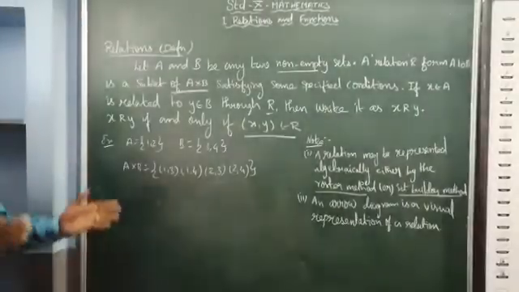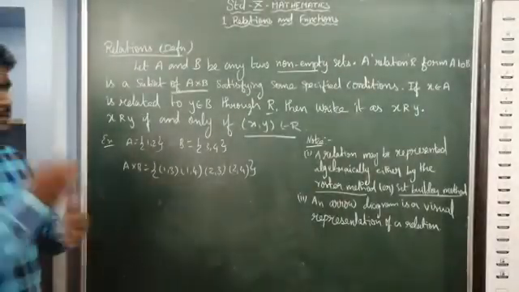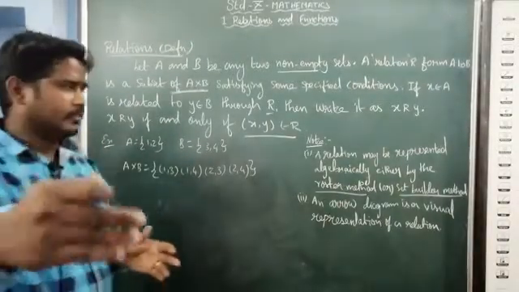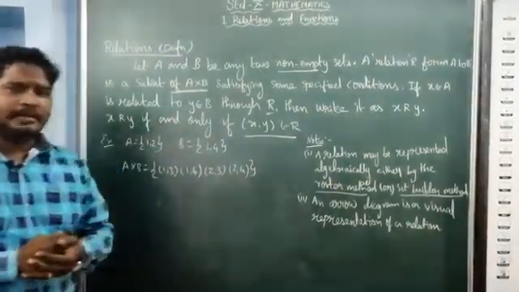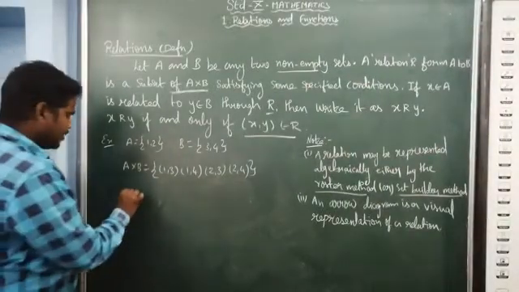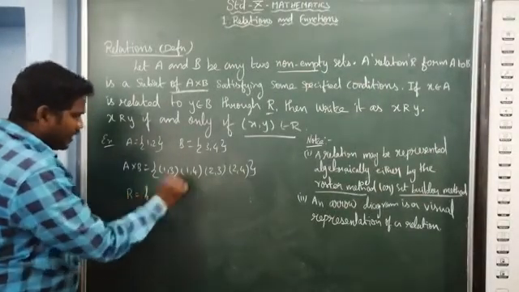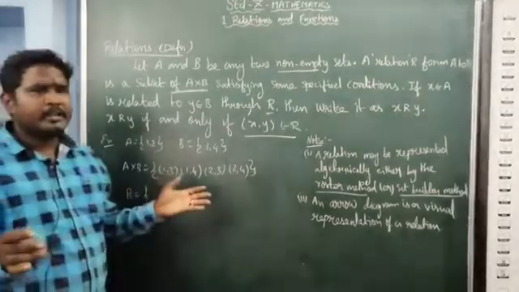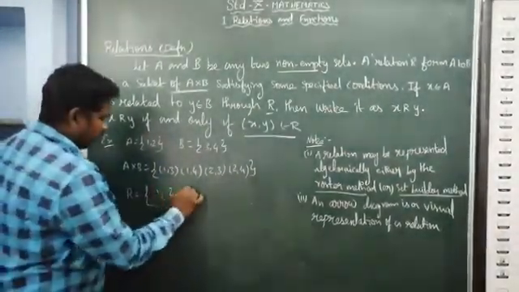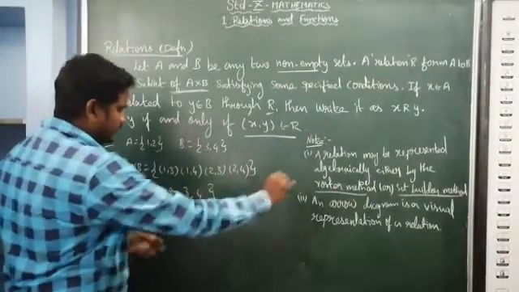Then the relation is represented algebraically by the roster method and the set builder method. What does the roster method mean? Already you know, the roster method means R is equal to, I have to write the elements inside braces: 1, 2, 3, 4. This is the roster method.